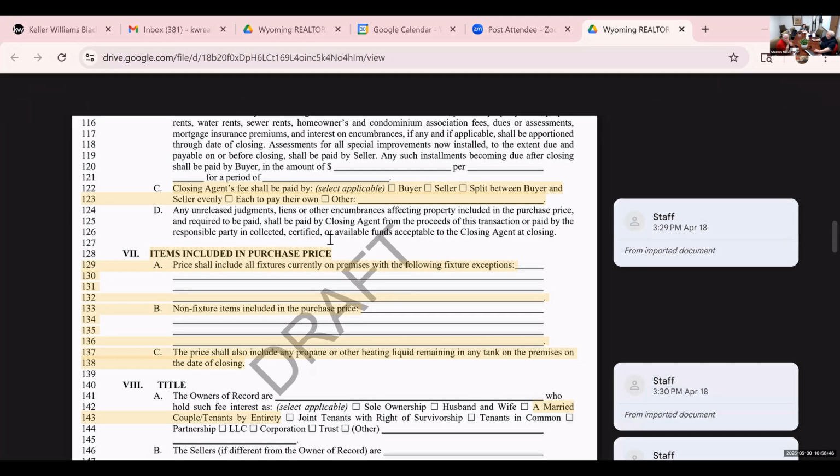So how would you do that? Bill of sale outside the contract. Outside the contract to buy and sell real estate. Is there a form like that? Nope, that's a lawyer. Oh, okay. Yeah, that's a lawyer.